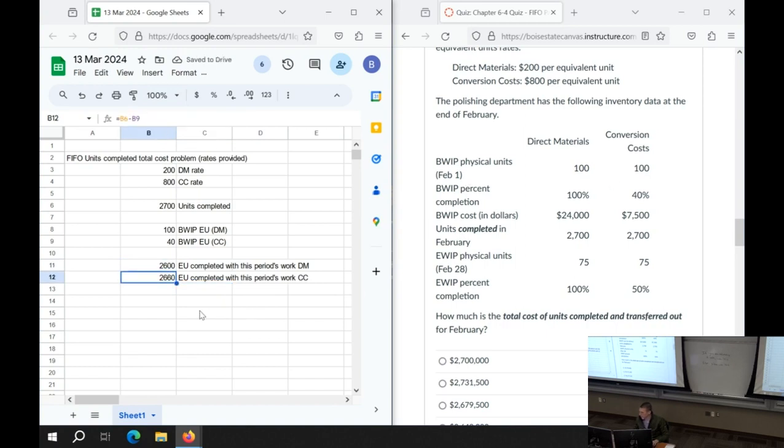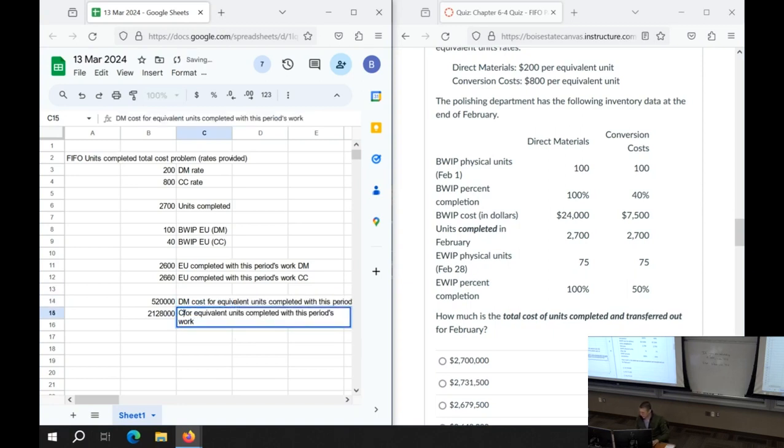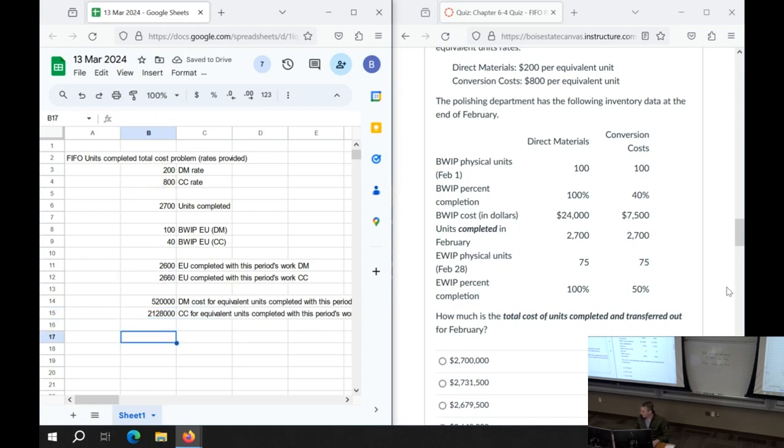Okay, great. Now we can multiply those numbers by our respective rates. So we figured out how much the work we did this period cost us. So that's our DM for work completed this period, for units completed this period. At least with this period's work. And then conversion cost.